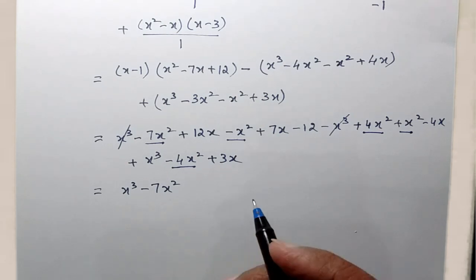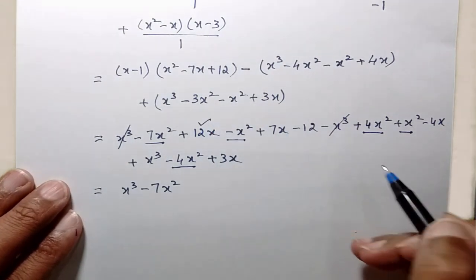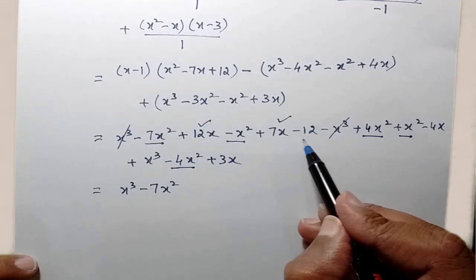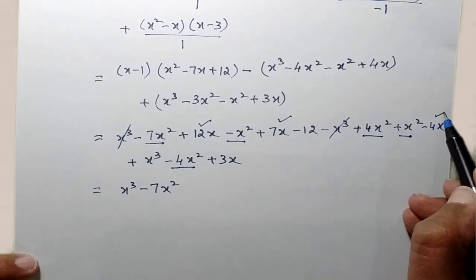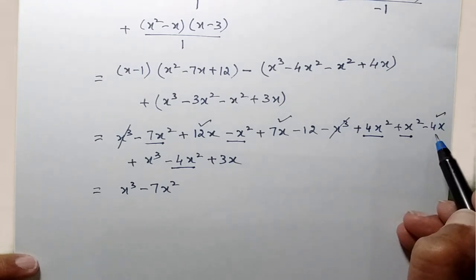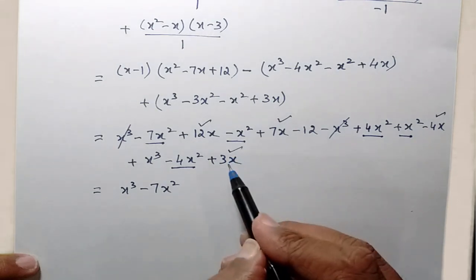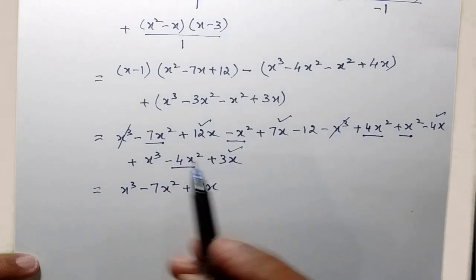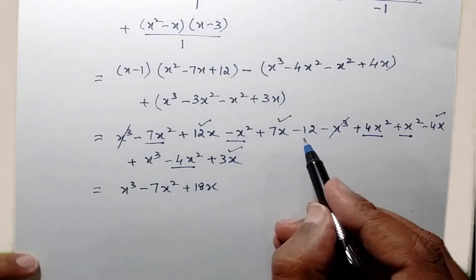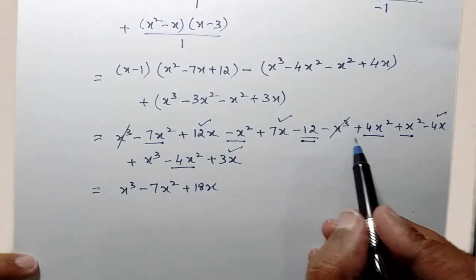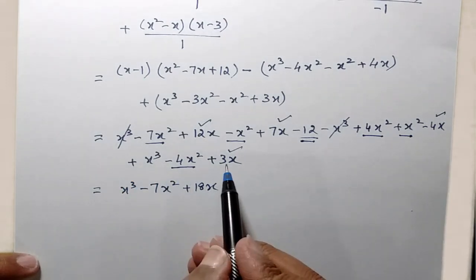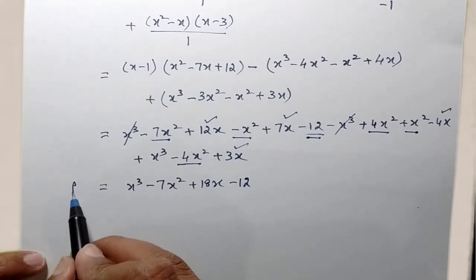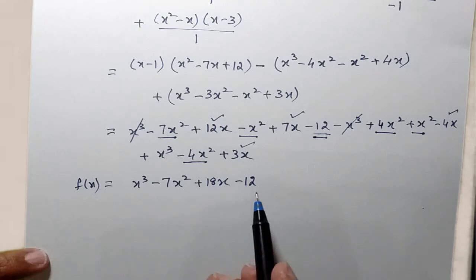Now go for the x term. So here you have 12x, 7x. 12 plus 7 will be 19. 19 minus of 4 will be 15. 15 plus 3 will be 18. So you have got 18x. Now go for the constant term. Where do you have the constant term? Here, minus of 12. That's only one term. So minus of 12. Therefore, we have got the function f of x equal to so much.